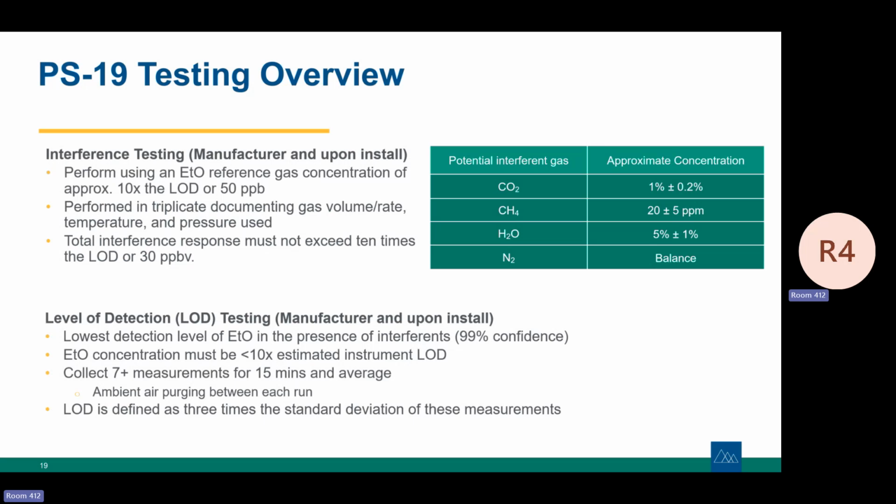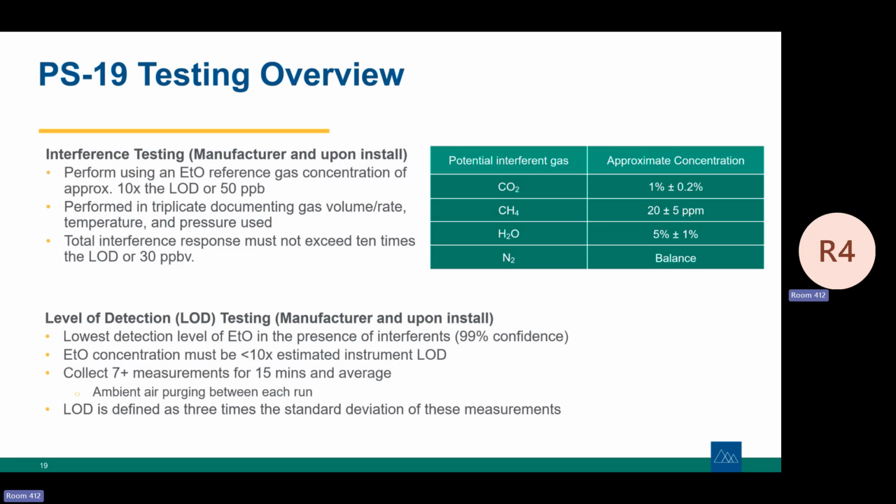Next is the limit of detection testing. This is again done prior to install as well. I think everybody knows what limit of detection is: the lowest detection of EtO in the presence of interference. It must be less than 10 times the estimated instrument LOD. So this is where we want to be down to at least 1 ppb.